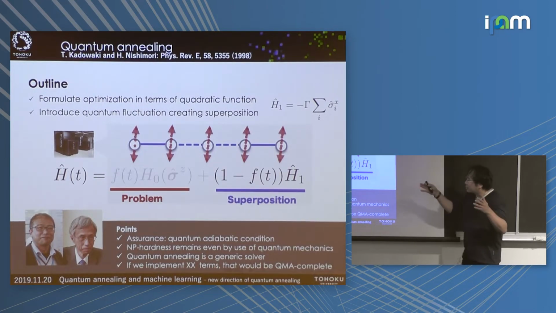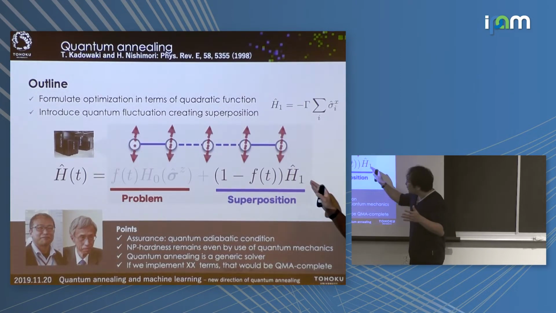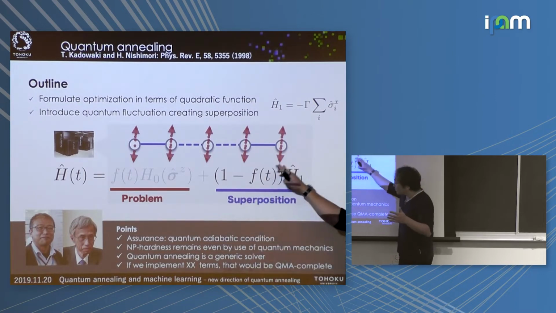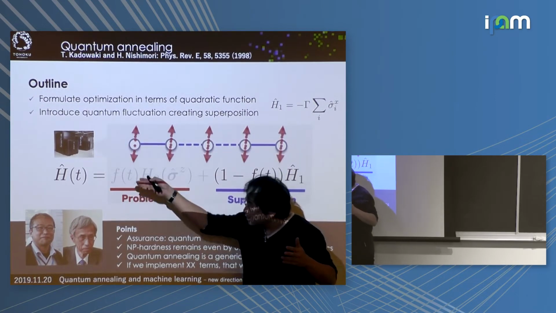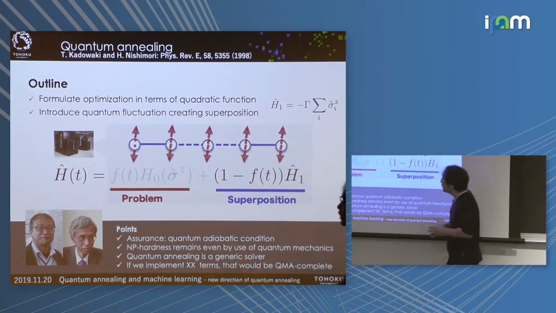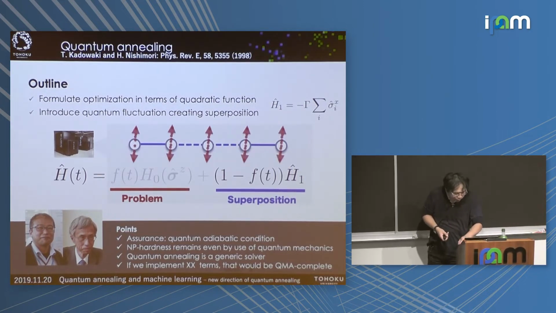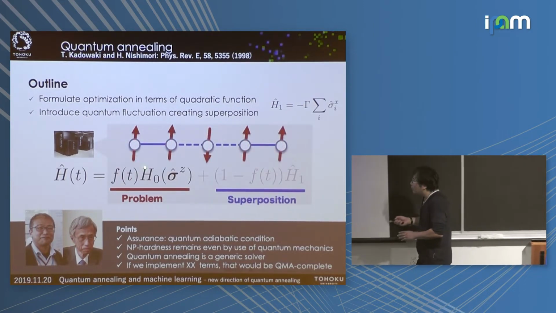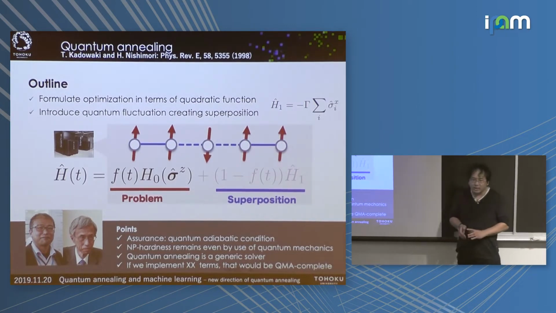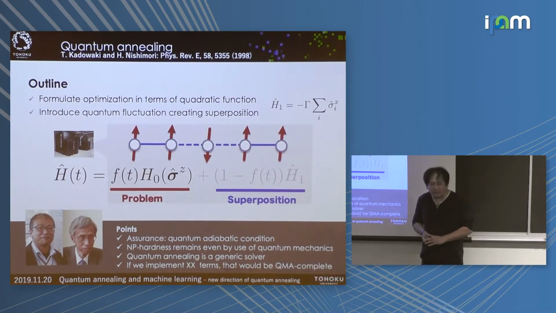Starting from the trivial ground state, we slowly decrease the strength of the transverse field, and so increase the strength of the target Hamiltonian, the problem Hamiltonian. Then, following the adiabatic quantum evolution, you can find the non-trivial ground state of the Ising spin glass problems. This is quantum annealing, or quantum adiabatic computation.